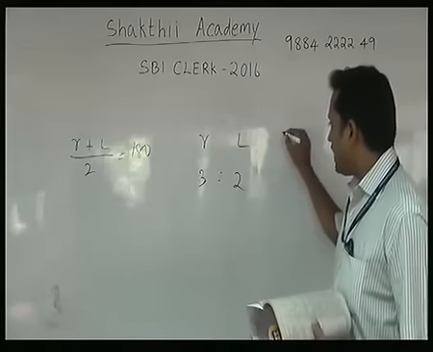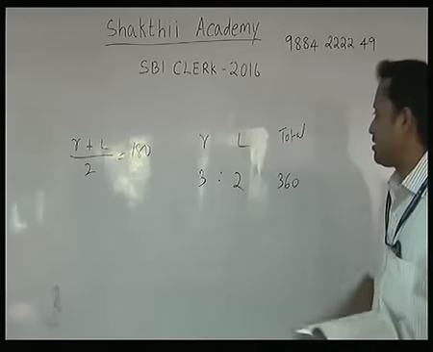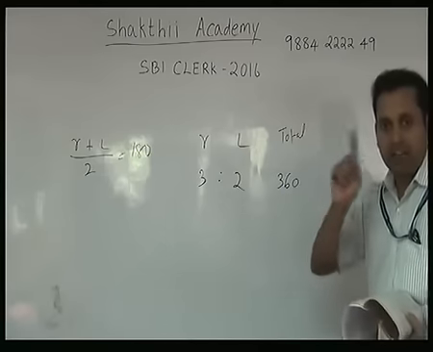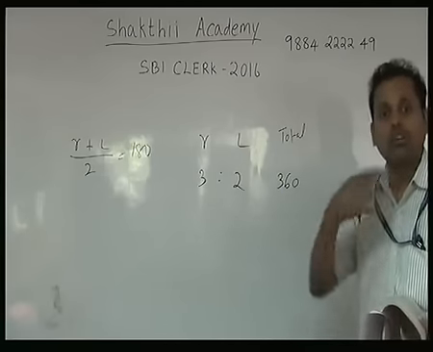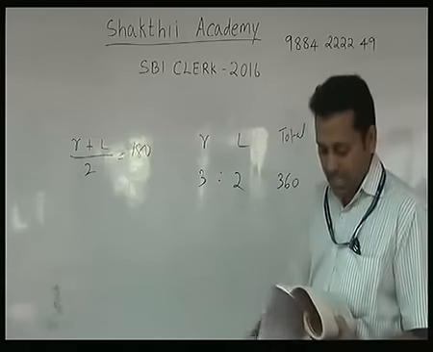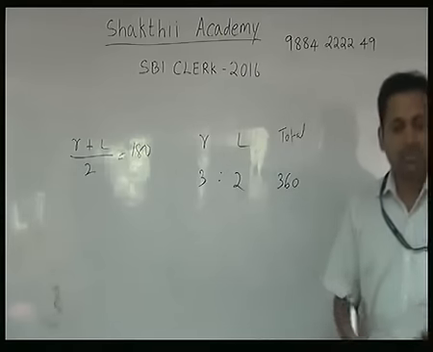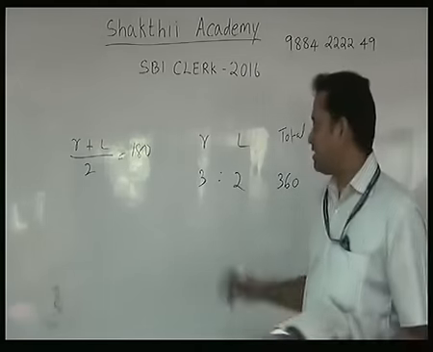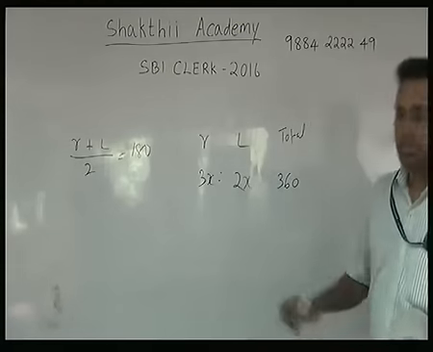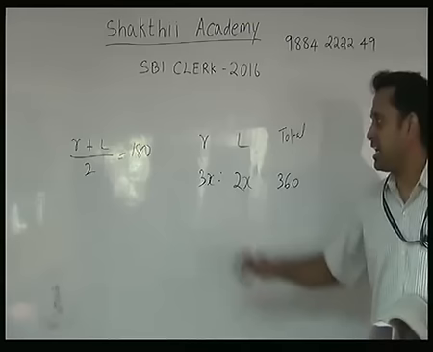Now I know the total number of roses and lilies is 360. How did I get 360? The average of two flowers is 180, so the total of two flowers is 360. That's all. What is the question they are asking? The number of lilies in the garden. So if roses are 3x, then lilies are 2x, correct? So what is the number of lilies in the garden?